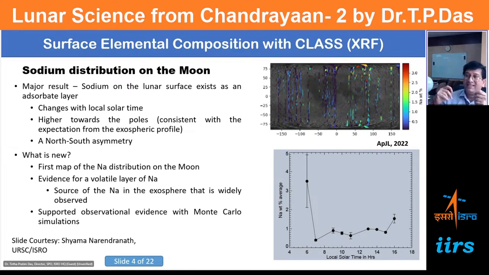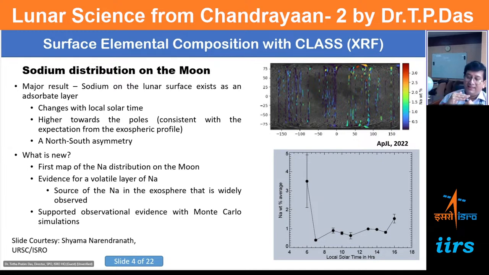What will happen in space? In space, you need not carry an X-ray source because the sun is there. And the sun is a broadband source of electromagnetic radiation. The sun also has a component of X-rays in it. So X-rays come and hit the moon surface. And what happens?